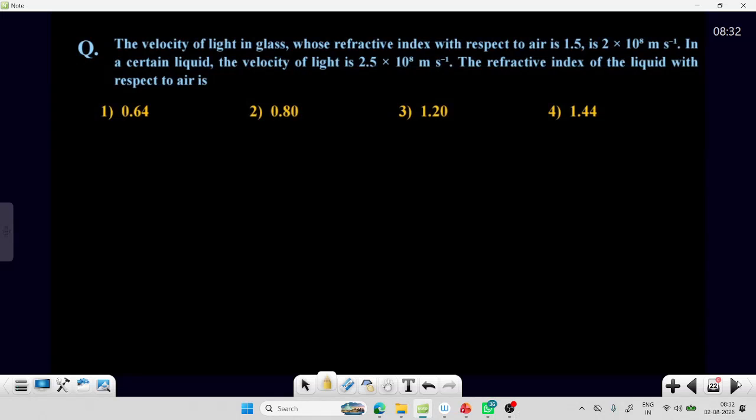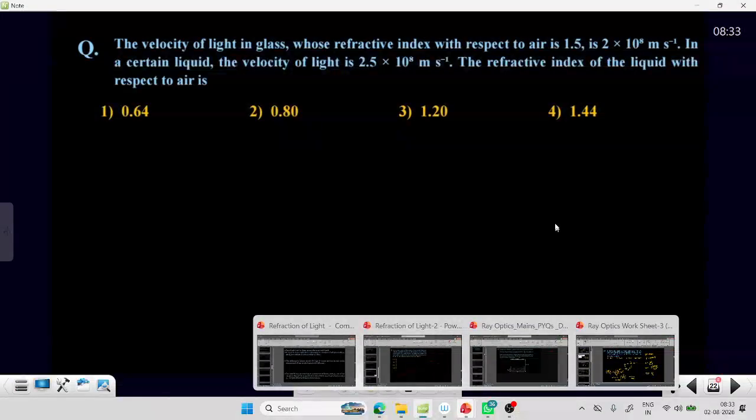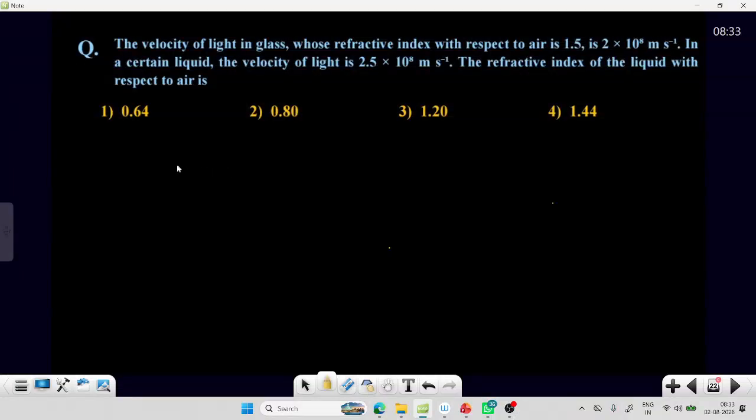They have given the velocity of light in glass and the velocity of light in a liquid, and they ask us to find the refractive index. Now here, velocity in any medium is given as c by mu. c is 3 into 10 power 8. So from this, the refractive index is given as 3 into 10 power 8 by v.